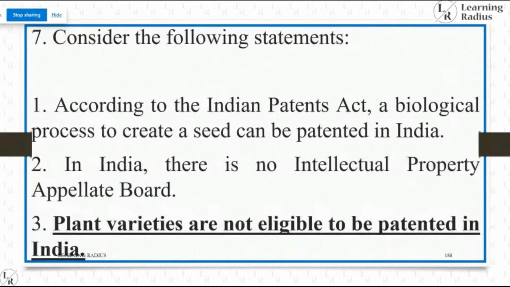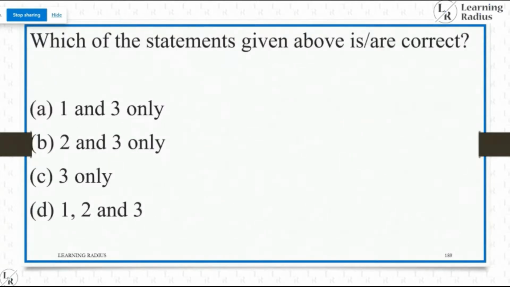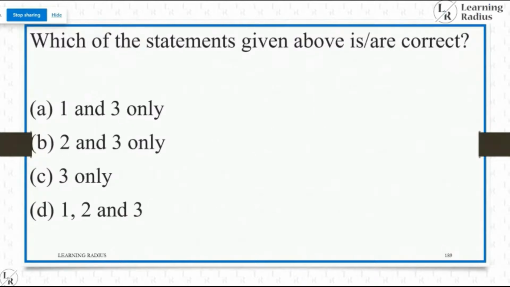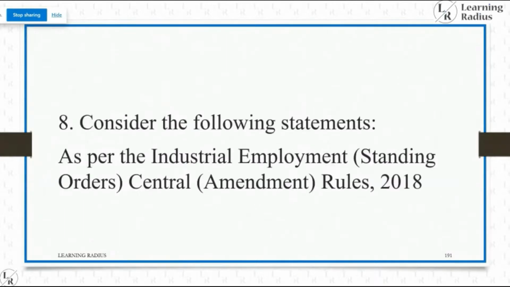Now, out of these options, 1 and 3, 2 and 3, 3 only, 1, 2, 3, you can see the answer is, out of these 3 statements, plant varieties are not eligible to be patented in India. 3 only, that is the right answer. Let's come to the final one.